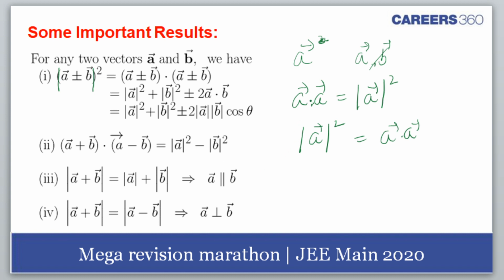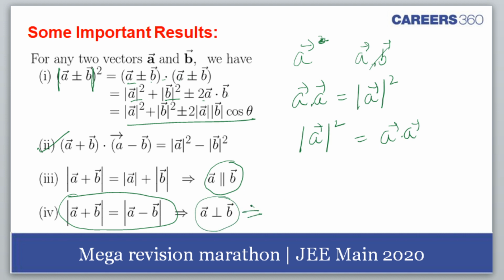Okay, students. So mod A plus minus B squared is A plus minus B dot A plus minus B. I hope you understood. So this would be mod A square plus mod B square plus minus 2 A dot B, because A dot A and B dot B yield mod A square and mod B square. So that's how we represent. Now similarly, if mod A plus B is equal to mod A plus mod B, this means A is parallel to B. And if mod A plus B is equal to mod A minus B, then A is perpendicular to B.